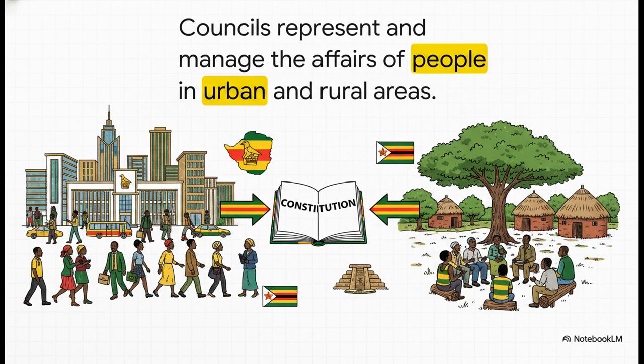And what this beautifully illustrates is that government isn't just something far away in Harare. It lives right next door to you. If the road in your village needs fixing, or a borehole needs drilling, or maybe the local clinic is out of medicine, the Constitution gives your local rural or urban council the power to step up and solve it for you. Power flows down to your community.